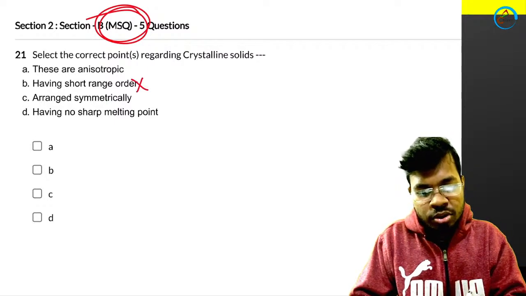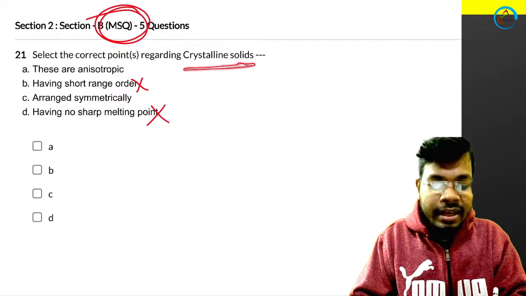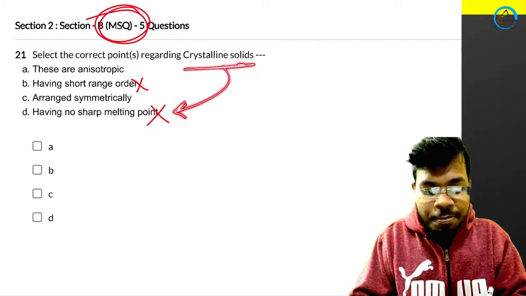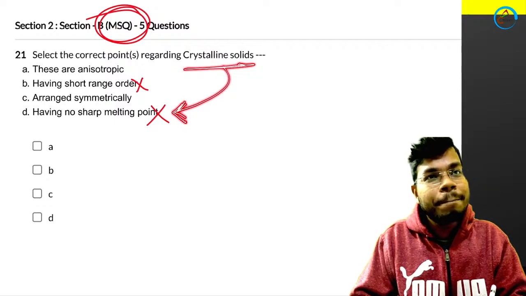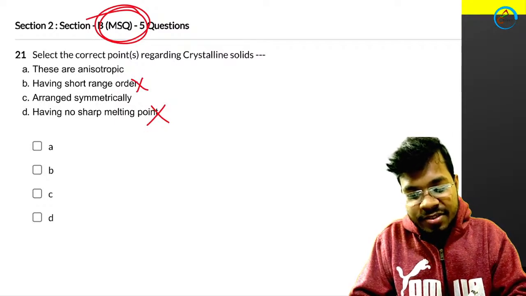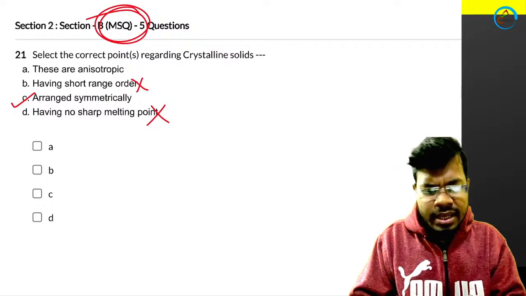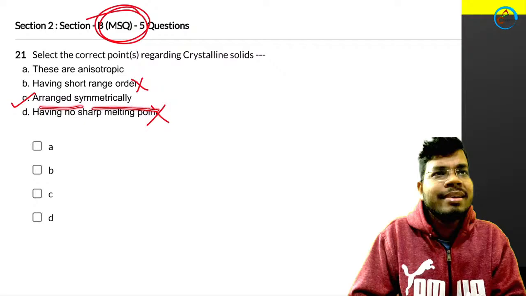Even there is no sharp melting point. It is also wrong. Yes, crystalline solids do have sharp melting points. So it's wrong. Arranged symmetrically, it's right. So how can you say that it is not? Yes, crystalline solid is arranged symmetrically.